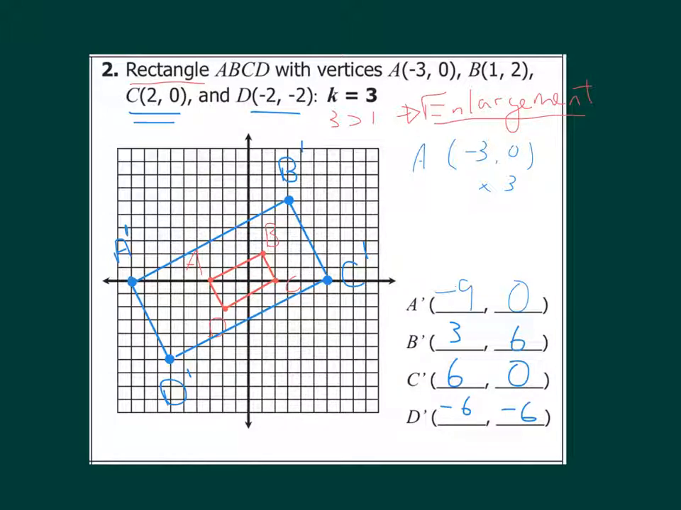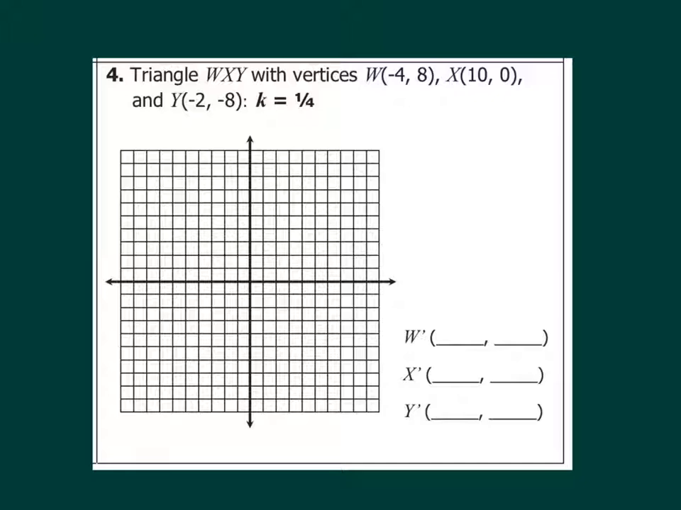Now, let's try not an enlargement. Well, what else is there? There's a reduction. And what do I notice? K is 1/4, less than 1. So what's going to happen? I'm going to take a moment and I'm going to actually plot the triangle this time. And when I'm done, I'm going to apply the multiplier of 1/4 times all my values and come up with my new coordinates, plot those, and what should I have?